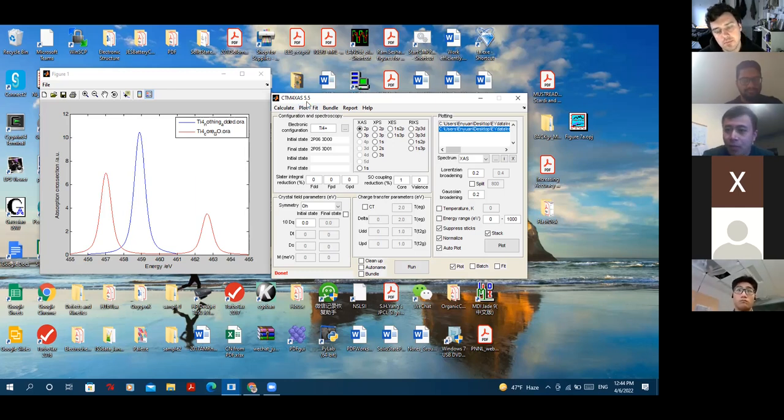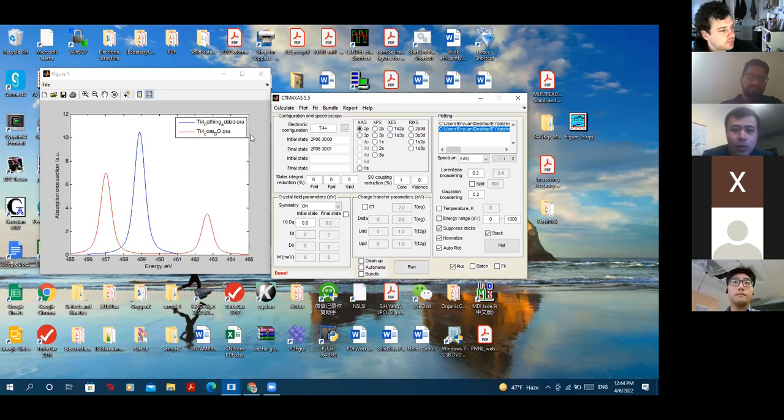A little bit more background information is this software was actually written by Frank de Groot, and the other author is actually his postdoc, Eli Stavitski, who is the ISS beamline scientist at NSLS-II. So Eli is actually the first author of this software.